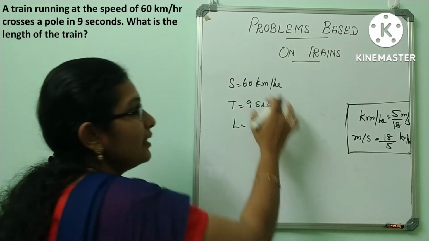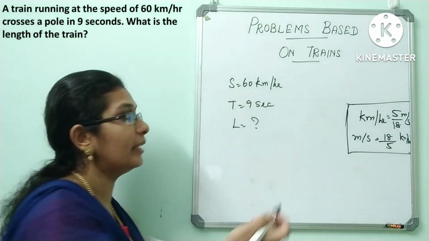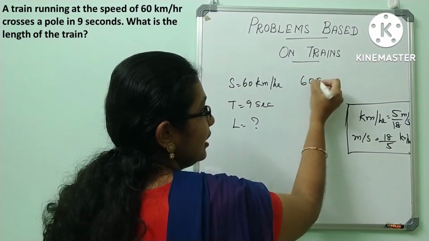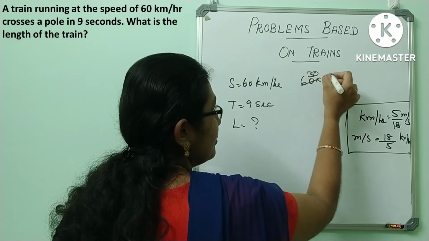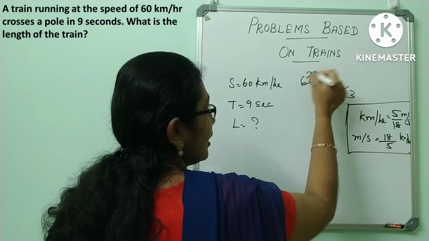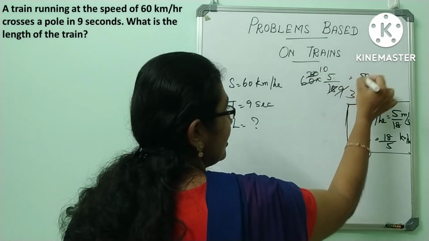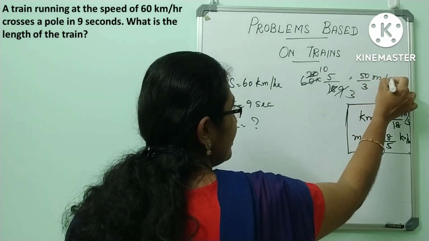Okay, so first convert this kilometer per hour to meter per second. How will you do? 60 into 5 by 18. So 2 9s are 30 times. Again 3 3s are 9, 10. 50 by 3 meter per second.